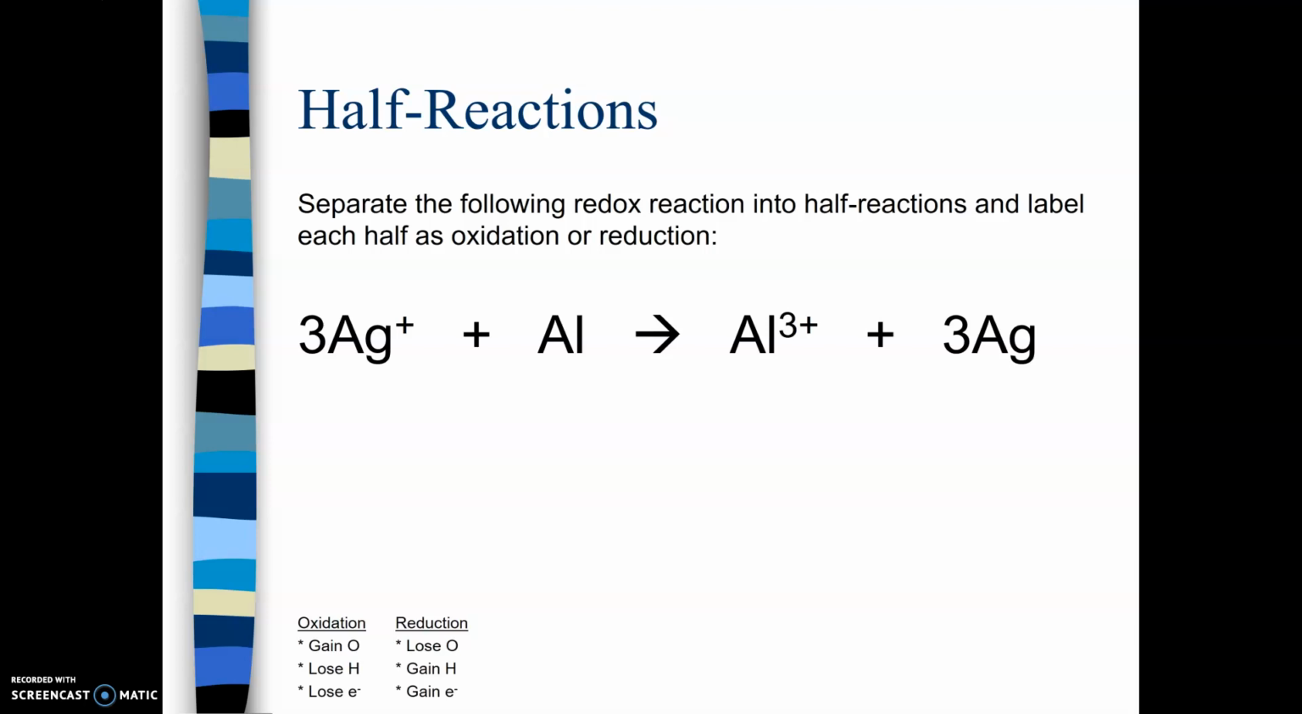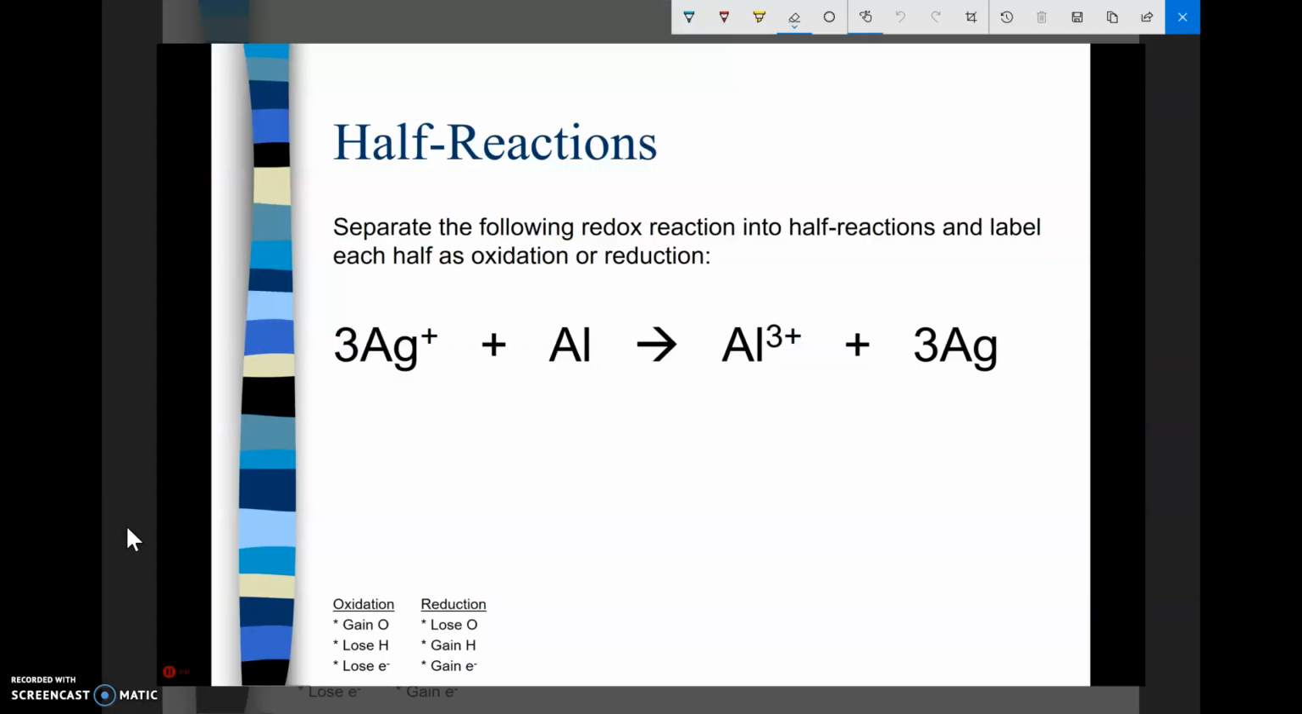Okay, the first thing we want to do when we do these types of reactions, well, first let's look at the question. It says, separate the following redox reaction into half reactions and label each half as oxidation or reduction. So you want to make sure that you're using like substances. So on the reactant side, we've got silver. So we're going to match it up to the silver on the product side. This is going to be one of our half reactions.